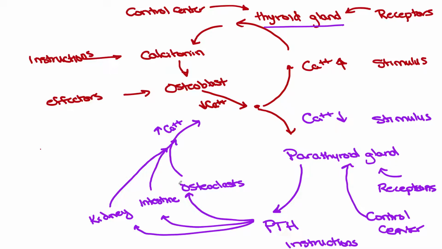So all these three targets are our effectors. The reason they're the effectors is they are the ones that are actually changing calcium levels. The parathyroid hormone doesn't change calcium levels. It tells these three effectors to do it.